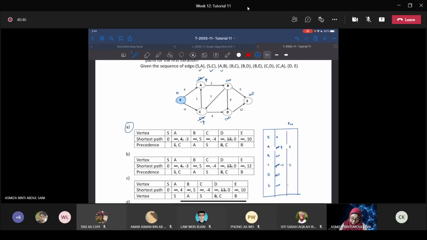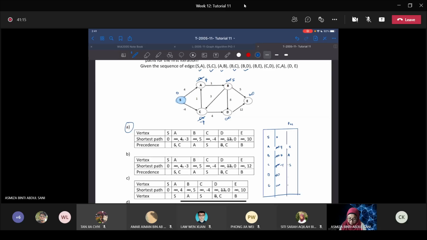The next one is edge AB. 4 plus 1 is 5. 5 is smaller than infinity, so we can update B to 5, and the predecessor is A. The next one is BC. So BC, 5 plus 3 is 8. 8 is bigger than -4, so we're not going to do anything.